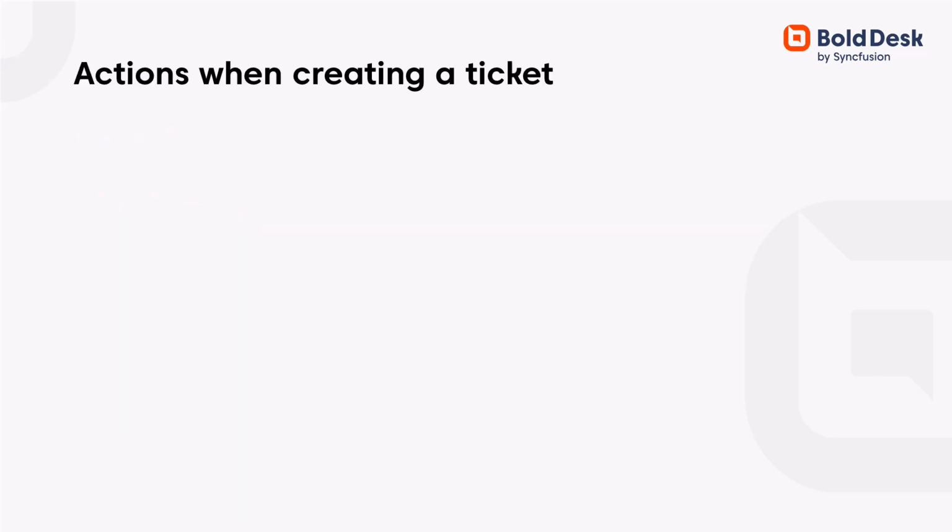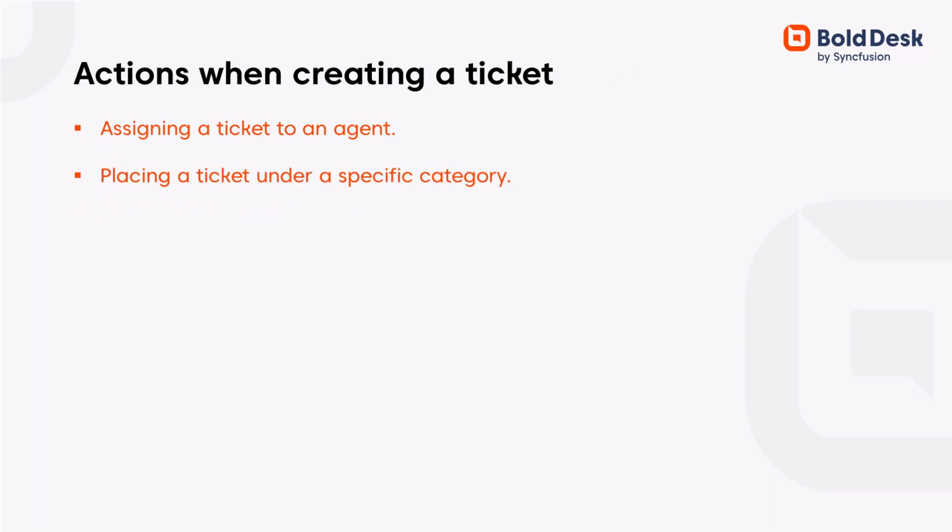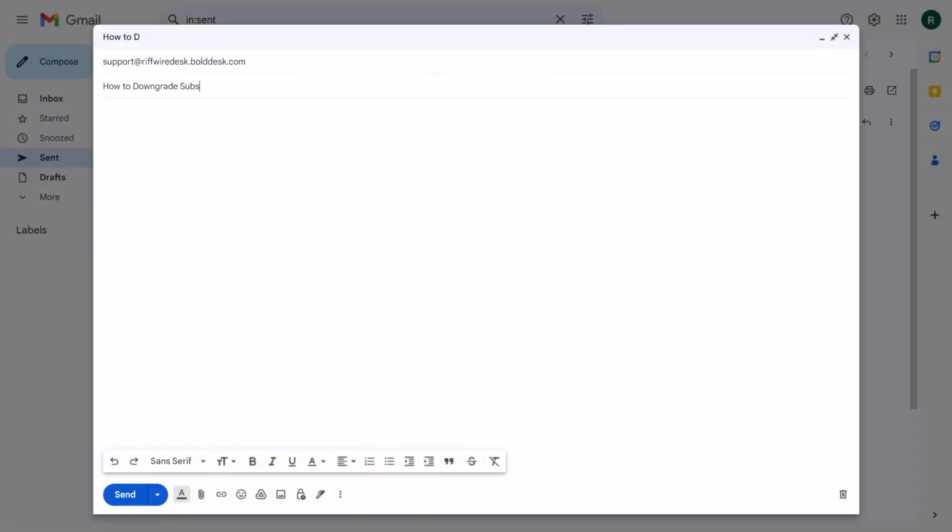You can perform the following actions during ticket creation with email actions: assigning a ticket to an agent, placing a ticket under a specified category, setting the requester for a ticket, and creating a private ticket. First, to assign a ticket to an agent, enter the command #assignee. Provide as the value the valid email address of the agent. To set a category for a ticket, use the command #category and provide the name of the category.